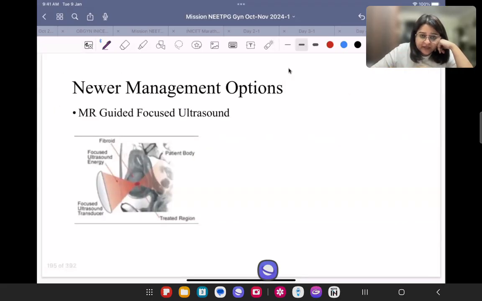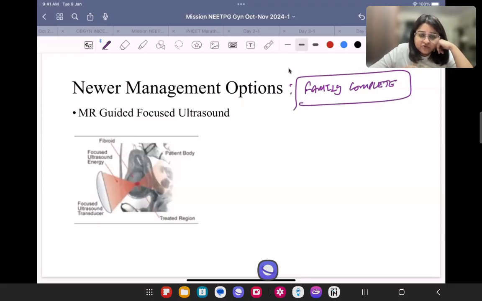Now, there are two newer management options. These are done in those patients who don't want surgical option, don't want medical option, and also whose families are complete. So they are preferred in patients whose family is complete because they significantly reduce the blood supply of the uterus. So if the blood supply is cut off or reduced significantly, they have increased chances of complications in pregnancy.